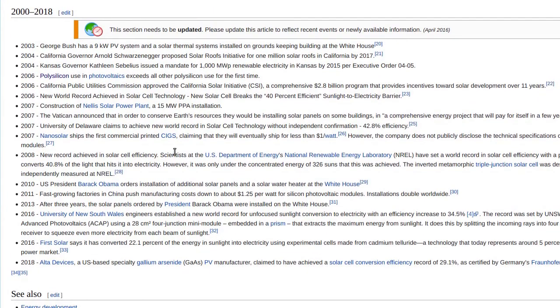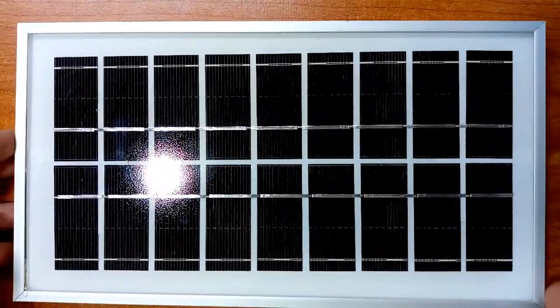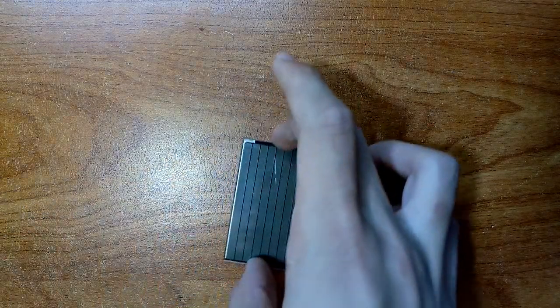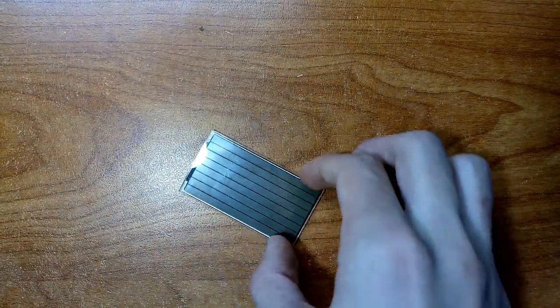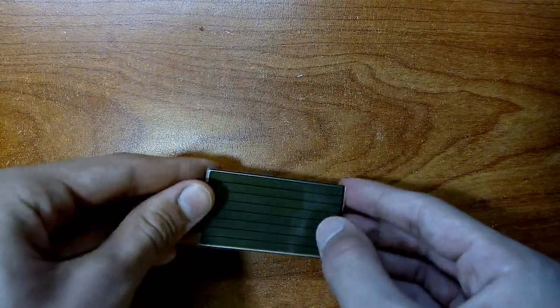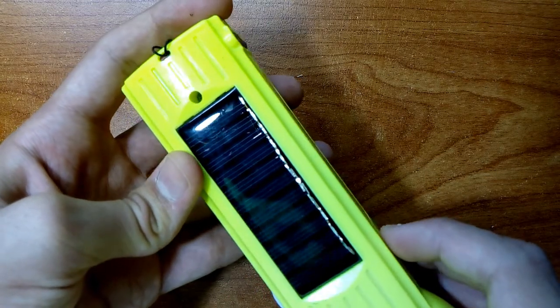I will not talk more about the history of solar cells because it will be a history session, not a YouTube video. But I will talk about the types of solar cells and solar panels. So this is the polycrystalline type, which is the most known type, and this is the thin film type. You would find it in calculators and old things. And this is also the polycrystalline type, but in a smaller package.